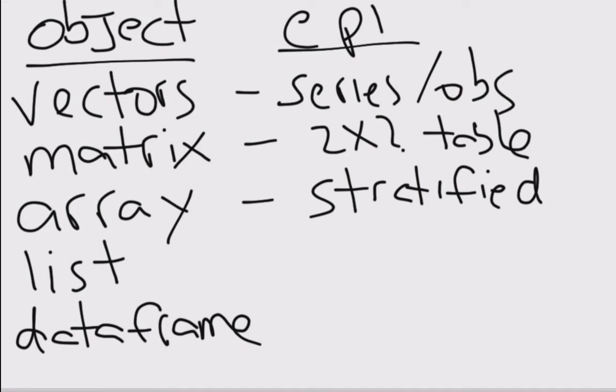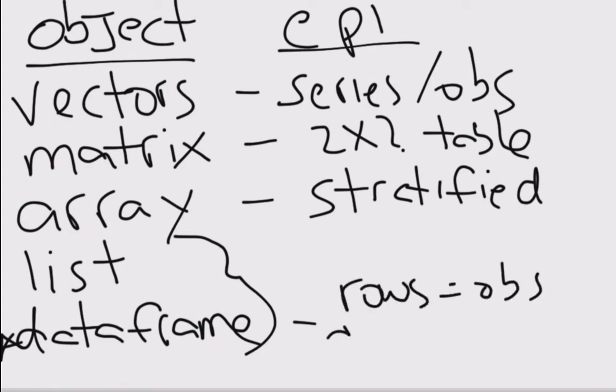A list, well, I'm going to talk about what a list actually is, but in reality, I'm going to conflate list and data frame right now, especially a data frame. A data frame essentially is a standard epidemiologic table where the rows equal observations and the columns tend to represent variables of some kind. So let's talk a little bit about some of these things.